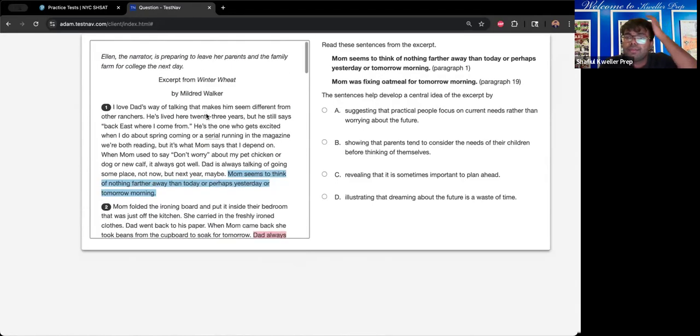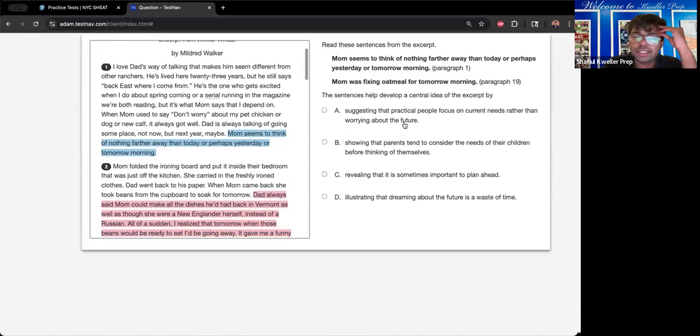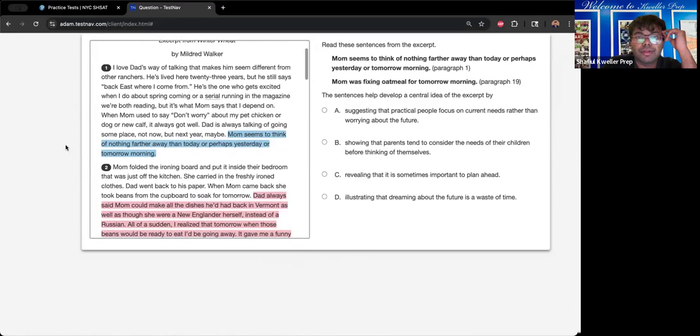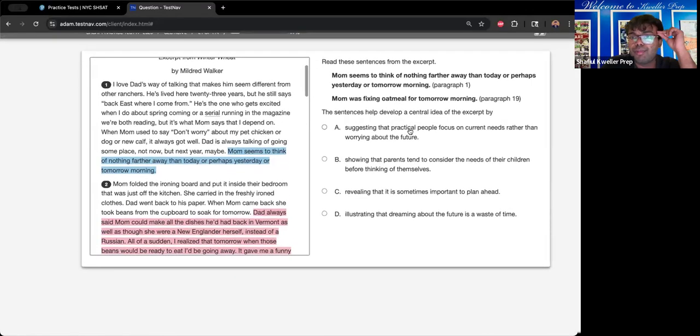Okay. The sentences help develop a central idea by suggesting that practical people focus on current needs rather than worrying about the future. So practical means thinking logically, only thinking about the logic. I don't know if people know what practical means. It's not important to this question, but even though this is a sad situation, the mom doesn't seem to focus on the sadness. She's just focusing on practical things, like, I need to feed my daughter, or I need to think about what's happening right now, not about what happened in the past.